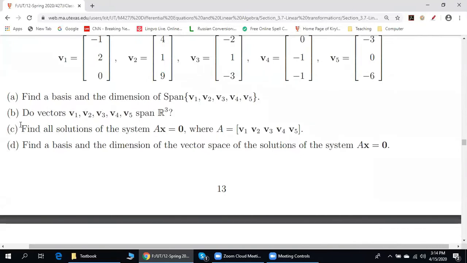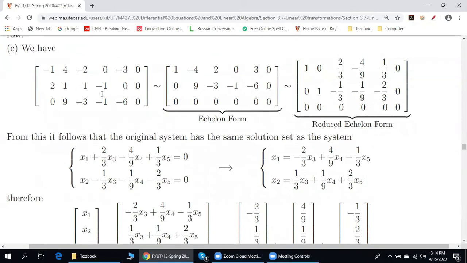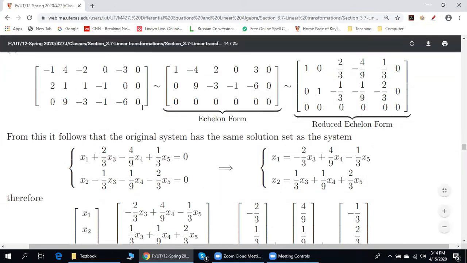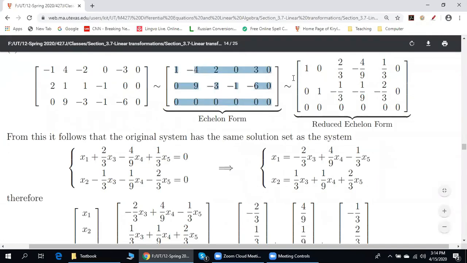Next, in C, we want to find all solutions of this homogeneous system, where A is this. So we apply the standard procedure. We put all vectors together, we add the 0 column, because we are talking about the homogeneous system, and we apply elementary row operations in order to obtain first echelon form, then reduced echelon form. After that, we switch to the corresponding system. We leave all basic variables on the left, and we move all free variables to the right.